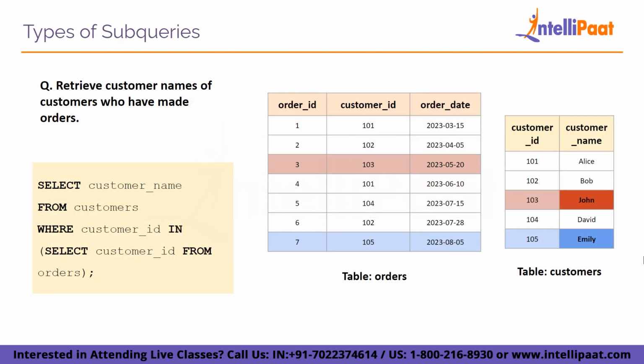So here is our query. We can see a subquery that is inside a parenthesis: select customer ID from orders. So what it does, it basically retrieves a list of customer IDs who have made orders, and the outer query fetches the corresponding customer names. So by running this whole query, you will get an output as John and Emily, who are the two customers who have made purchases before.